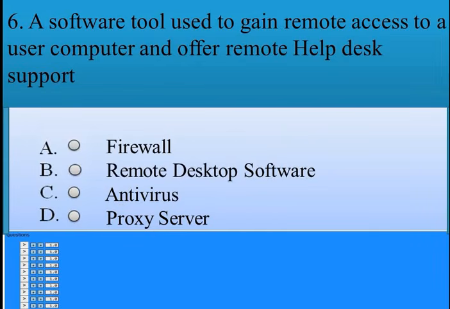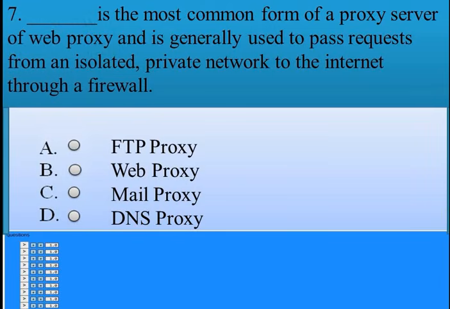Remote desktop software. Question number 7. Dash is the most common form of proxy server, and is generally used to pass requests from an isolated private network to the internet through a firewall. A. FTP proxy, B. Web proxy, C. Mail proxy, D. DNS proxy. The correct answer is B.